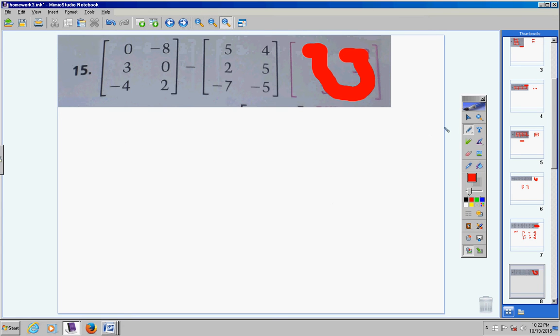Okay, we're going to subtract two matrices. Let's check our dimension. 3 rows, 2 columns. This is a 3 by 2, and this is a 3 by 2. Are the two orders identical? Yes, they are. So we can definitely subtract these.